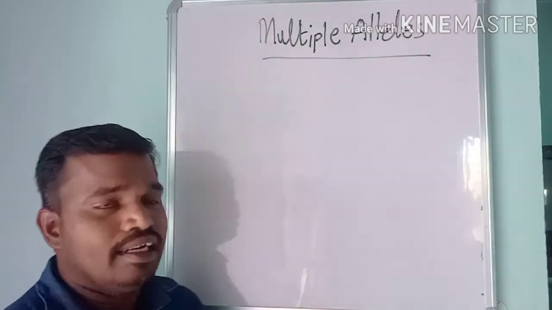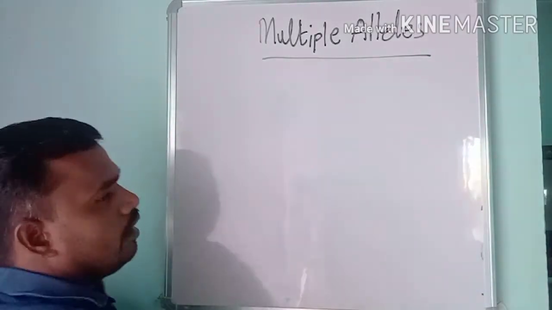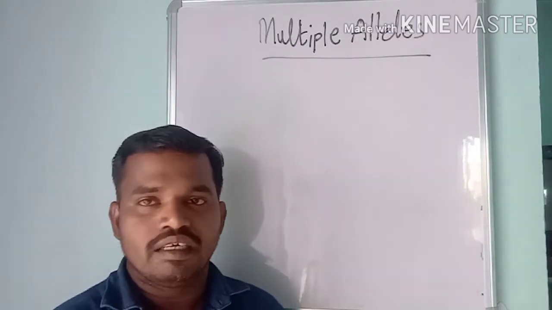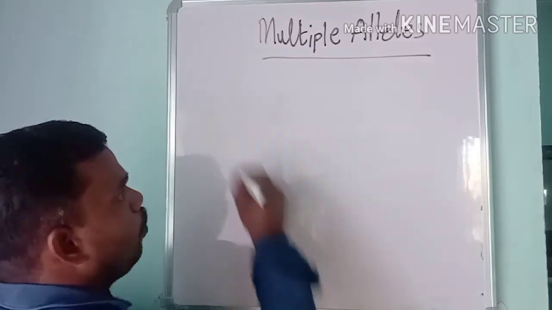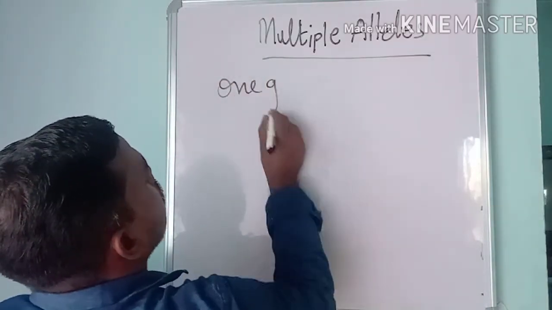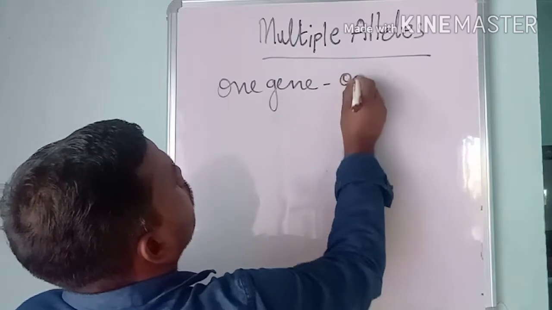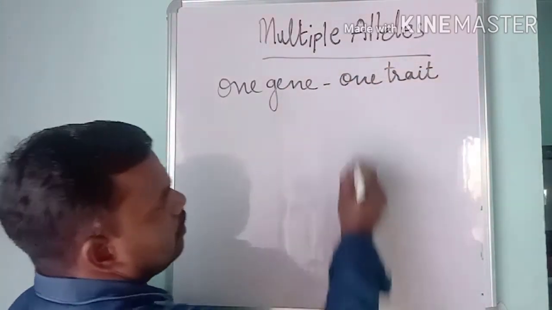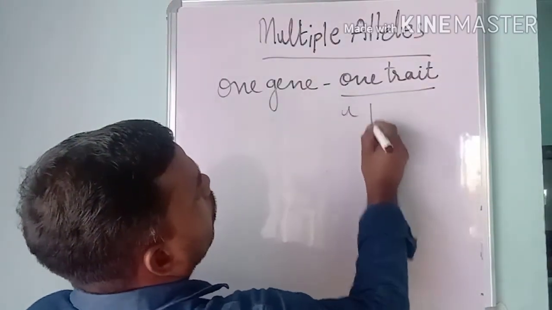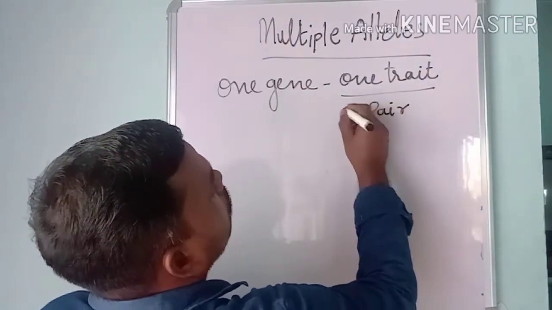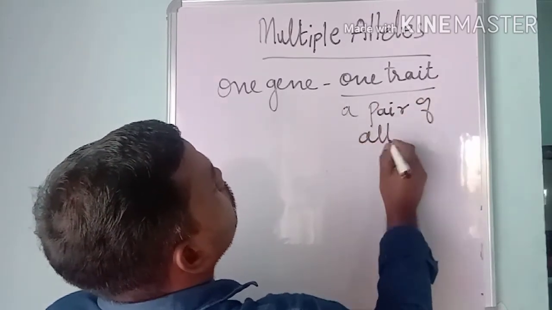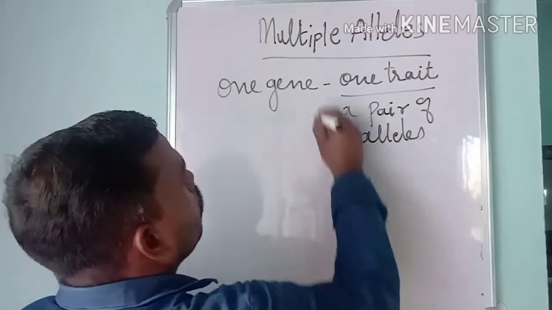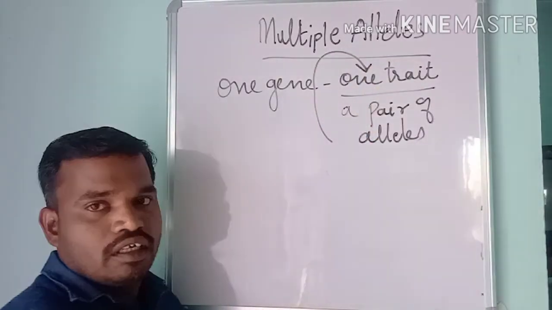What are multiple alleles? Usually, a trait can be controlled by a pair of alleles. Am I right? Alleles of a gene. One gene, one trait. So this trait is controlled by a pair of alleles. A pair of alleles controls a trait.